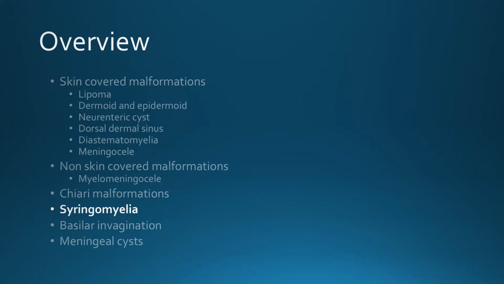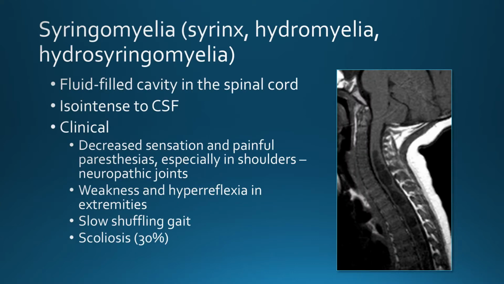So I'm going to talk a little bit about syringomyelia. It has a number of different names. They're all pretty much the same: syrinx, hydromyelia, hydrosyringomyelia. Most people use these interchangeably. There's a fluid-filled cavity in the spinal cord. The fluid is isointense to CSF. Clinically, the patients may have decreased sensation, paresthesias, especially in the shoulders, neuropathic joints, weakness and hyperreflexia, abnormal gait, and often have scoliosis.